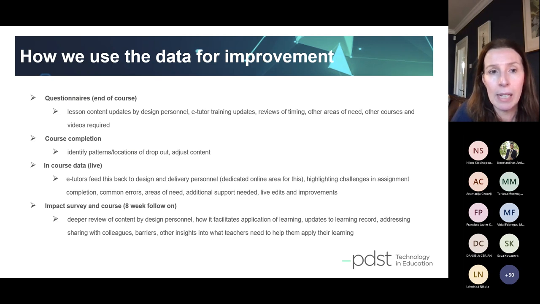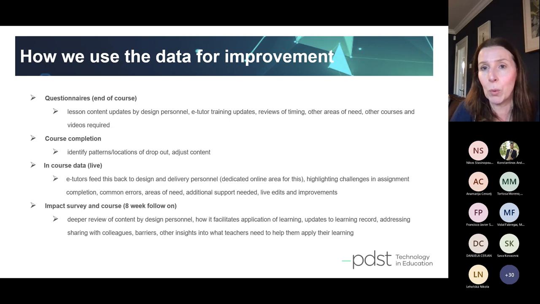So how do we use the data? First of all, what we get from the questionnaires would really feed into all of our designs and updates. For example, we may get feedback on even e-tutor engagement, so that might feed into our e-tutor training programs. We also look at things like timing, where 20 hours of learning is a very subjective figure when you're talking about online learning. So we're continually trying to review that and balance the timings so that we get that right. We'll also look at other areas of need. We'll ask teachers what else they need help with, and that feeds into our planning processes.